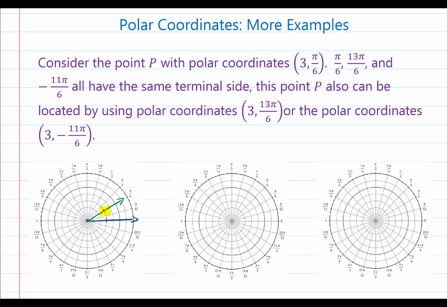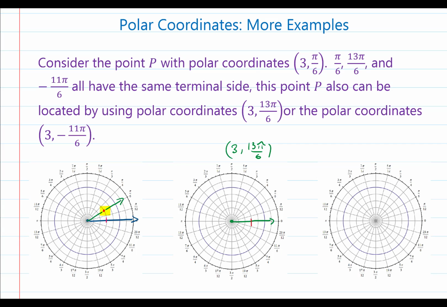I would now like to plot 2 more additional points, the first one being (3, 13 pi over 6). I'm choosing these 2 more additional points because they will share the same terminal side for my angle, since they are coterminal angles. So I start with my pole and my polar axis. I'm going to go 3 units out, which would be right here.